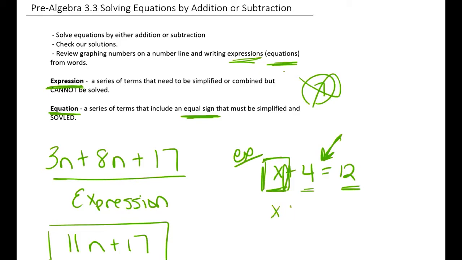So in our case, we have x plus 4 equals 12. I want to get x by himself, and right now he's being attached to the plus 4. So I can undo this plus 4 by doing the opposite operation. The opposite of addition is subtraction. So I can undo the plus 4 to that x by subtracting 4 from both sides of the equation.